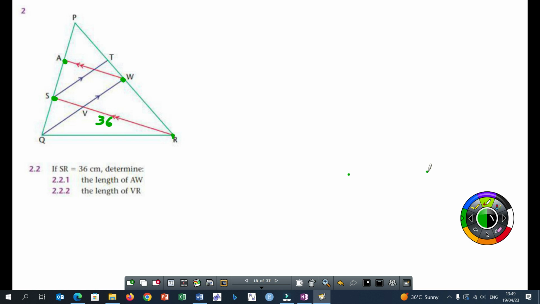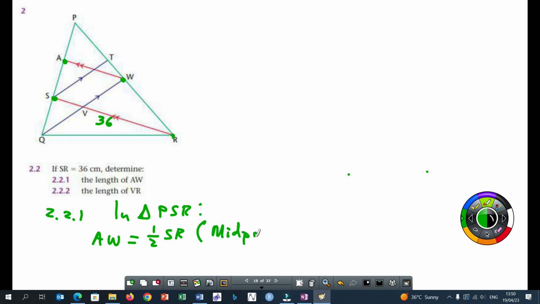Okay? So for 2.2.1, first I can just say in triangle PSR, AW is going to be equal to half of SR. And the reason for this is the midpoint theorem. If you want to write the converse, it also will be acceptable. So either the converse or the original midpoint theorem.